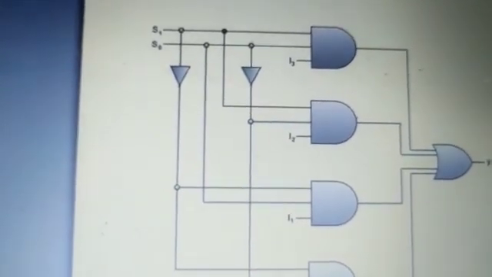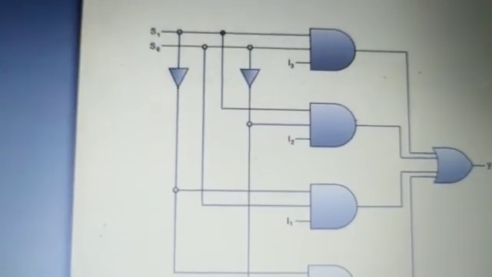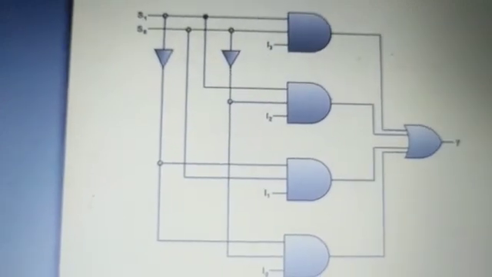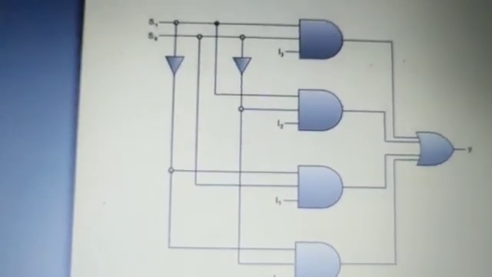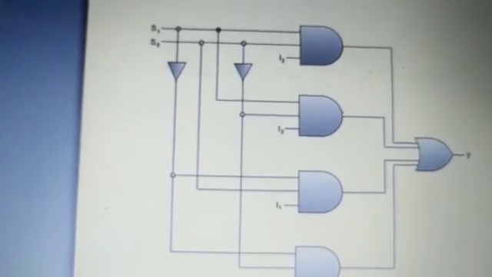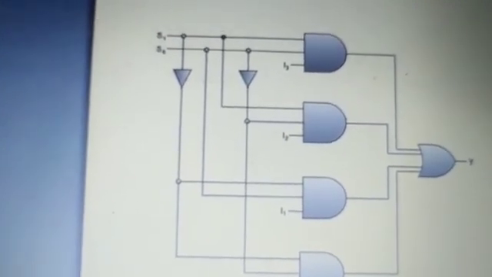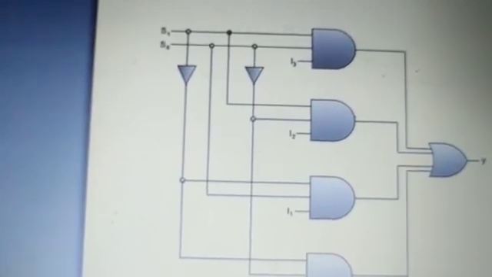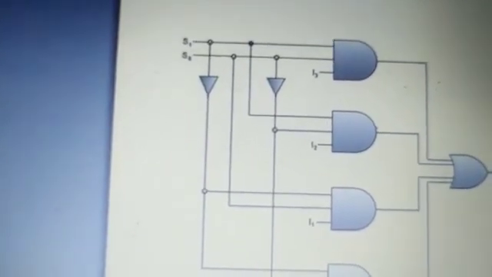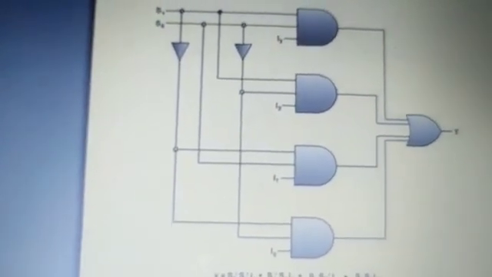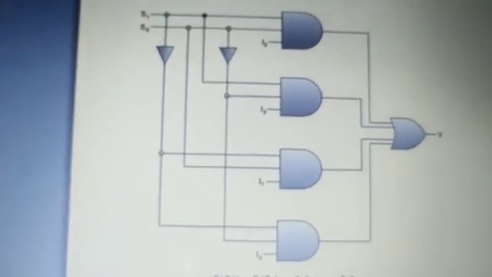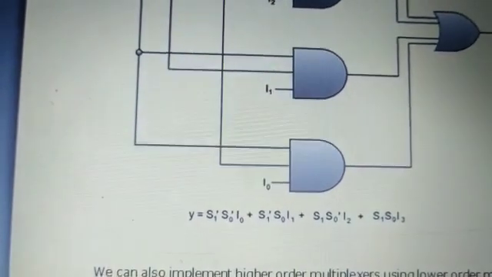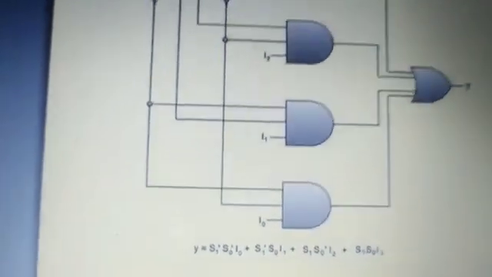For I2 what are we getting? S1 is 1, but for S0 we are getting the bar value from the NOT gate, so it is getting the input I2. For I1, S0 is directly going, but S1 is in the bar form. For I0, both S0 bar and S1 bar are going. So this is the final output Boolean expression.